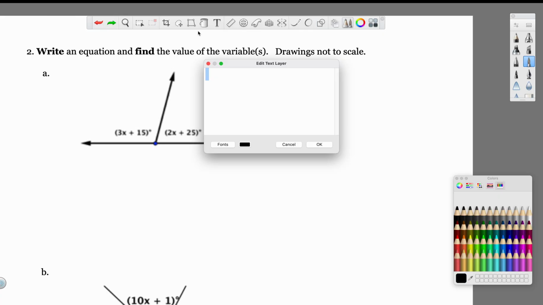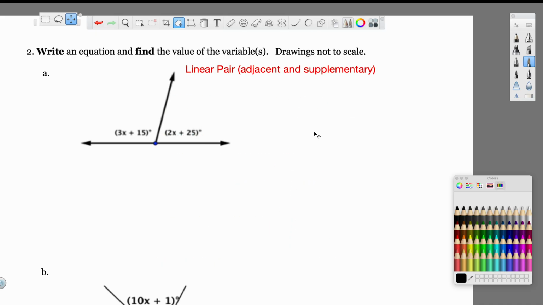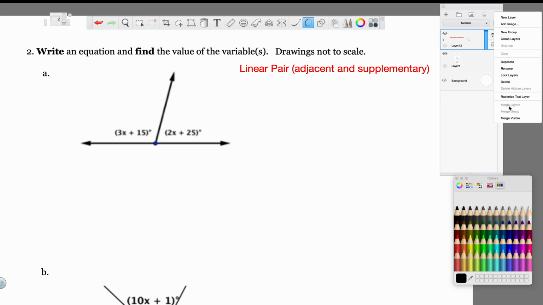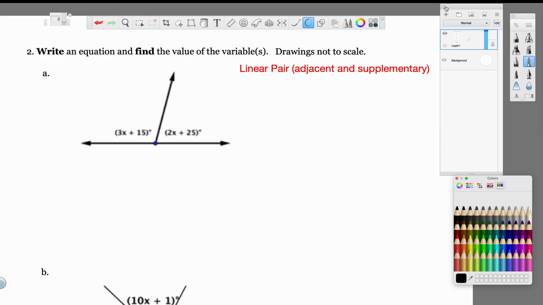So we know that these two angles are supplementary, and in fact they're not just supplementary, but they are a linear pair. So let's write linear pair. Technically linear pair means that the angles are adjacent and supplementary. So give you the whole thing, and let's make that red. Okay, so that classifies these angles here. So if they're supplementary, that means that the sum of the angles is 180.